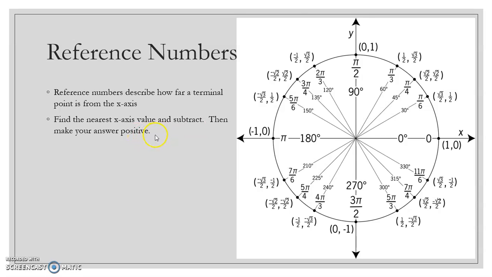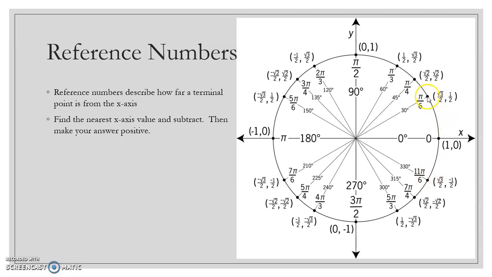make your answer positive. So for example, maybe I was given 11 pi over 6, and the nearest x-axis is here at 2 pi. Notice it's marked as 0, but this is also 2 pi. So all I would do is 2 pi minus 11 pi over 6, get common denominators, and subtract. And you would get pi over 6. Okay, now always make sure that your answer is positive.